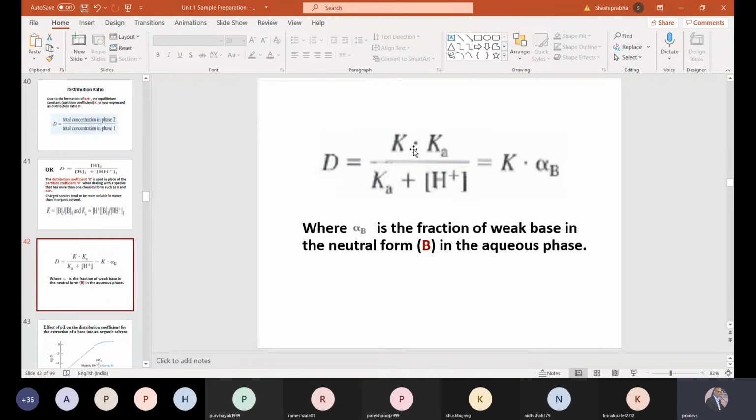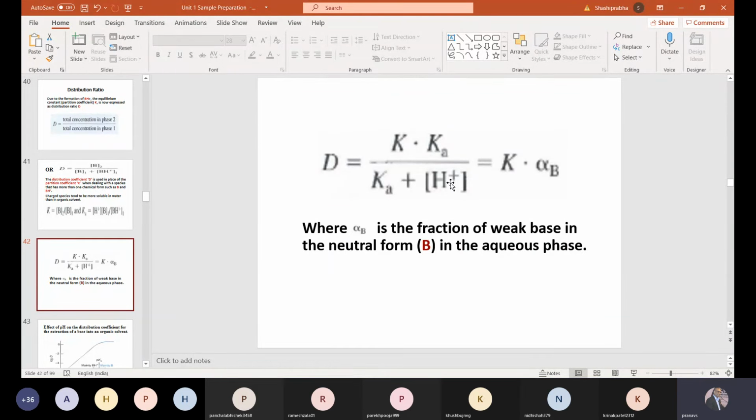So under neutral conditions, when the H plus is very, very less, D becomes equal to K. But the moment H plus ions increase or the pH is lowered, D expression is given as K into Ka divided by K plus H plus. And this is a simple way of expressing this. This K is a different K from this K. These are different.